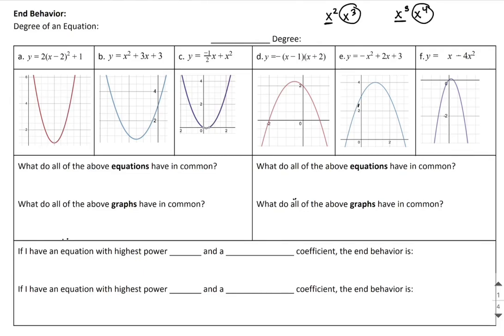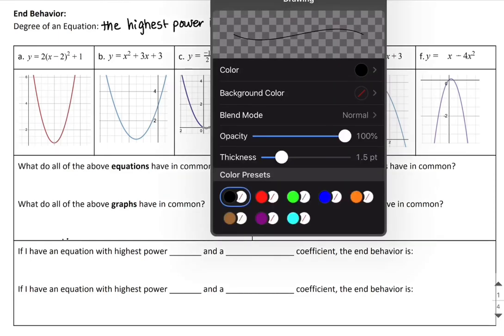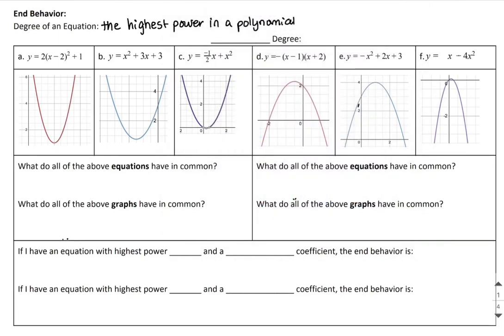So when I'm looking at polynomials, I'm concerned especially with: what's the highest power? What's the degree of the equation? What's the highest power in a polynomial? That's going to determine the shape. So I want to look at a bunch of equations of polynomials and their graphs.